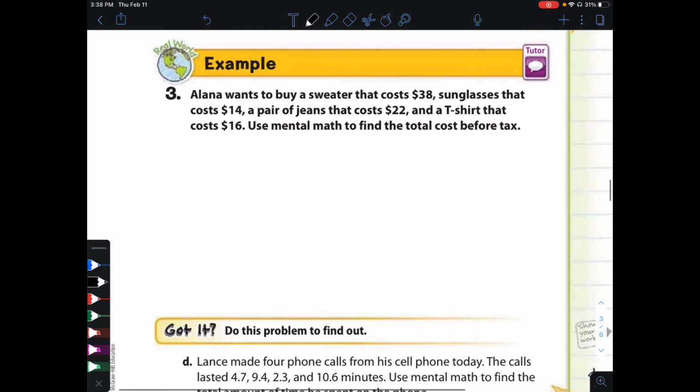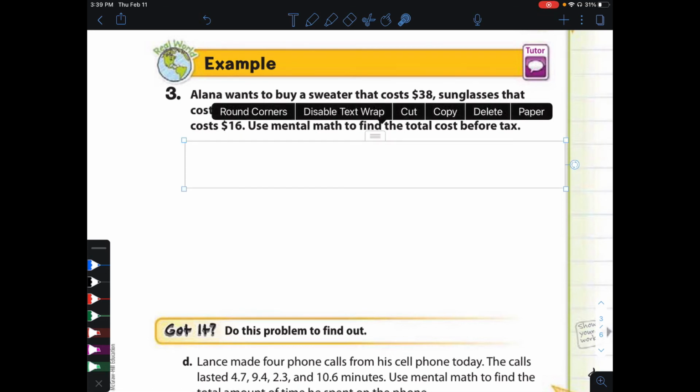Let's take a look at example number 3. In example number 3, Alana wants to buy a sweater that costs $38, sunglasses that cost $14, a pair of jeans that costs $22, and a t-shirt that costs $16. Use mental math to find the total cost before tax. Okay? So you have a sweater, 38 bucks, glasses, 14, jeans, 22, and a shirt that costs 16 bucks.